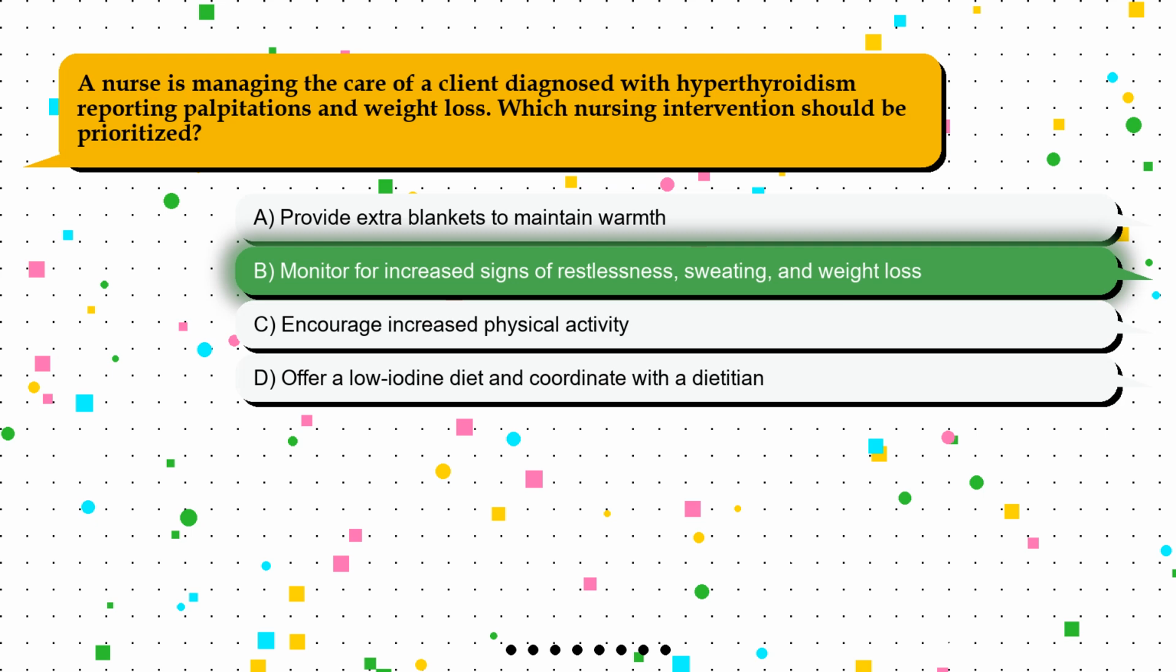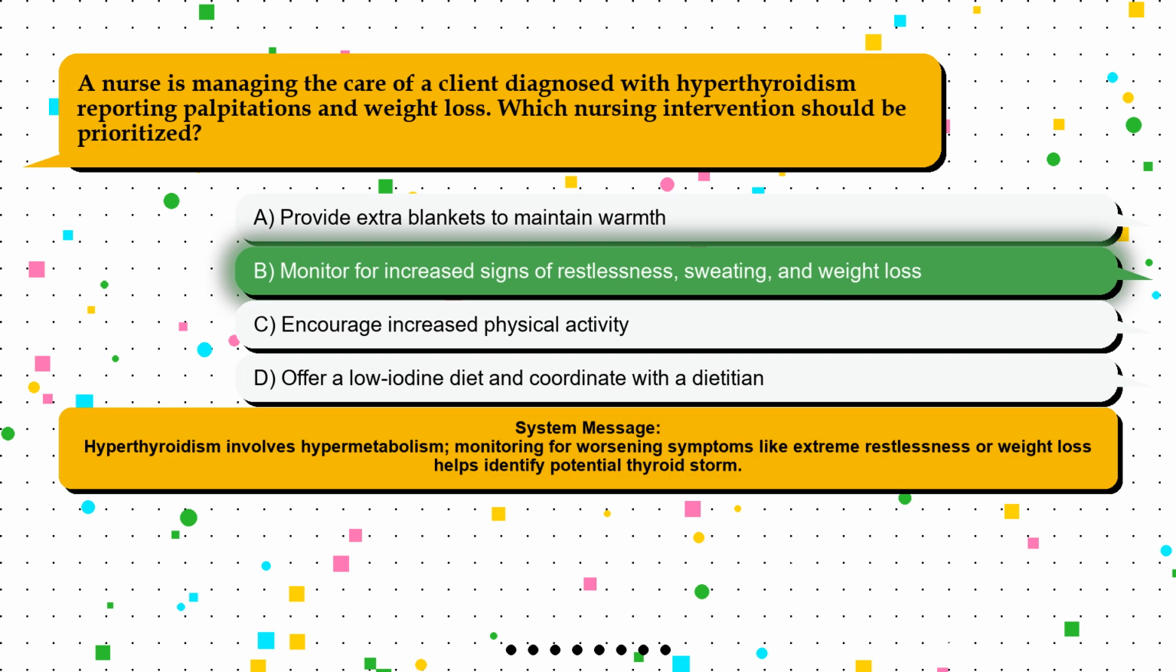The correct answer is option B. Monitor for increased signs of restlessness, sweating, and weight loss. Hyperthyroidism involves hypermetabolism. Monitoring for worsening symptoms like extreme restlessness or weight loss helps identify potential thyroid storm.